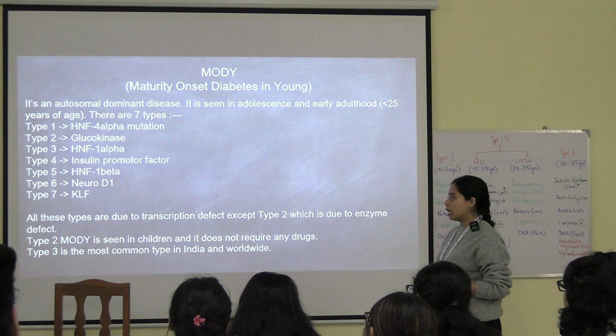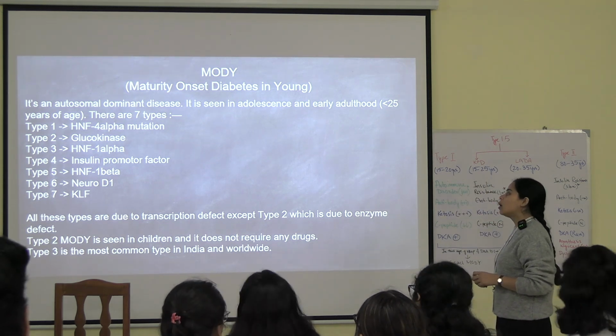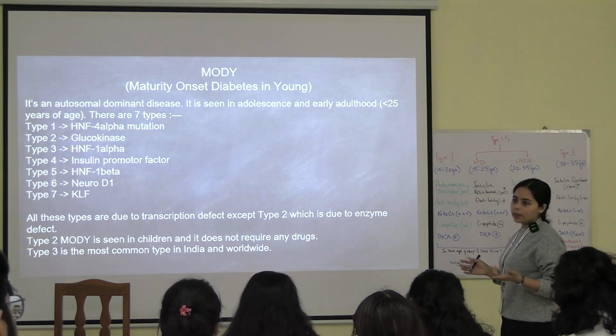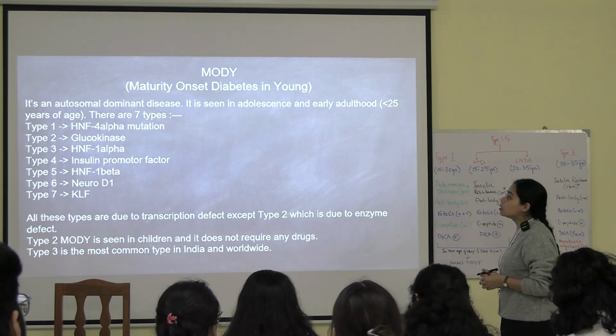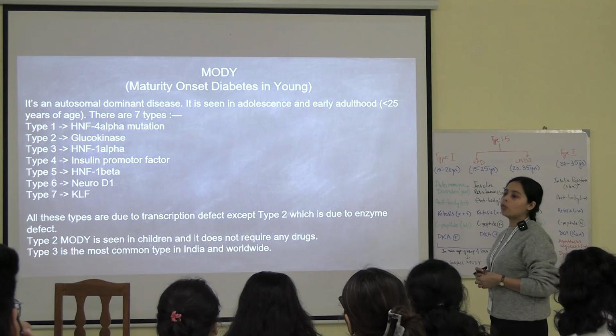Type 7, KLF. Now all these types are due to transcription defect, except type 2, which is due to enzyme defect. Glucokinase is an enzyme, right? So if you check that this glucokinase is not there, that means it is type 2 MODY.